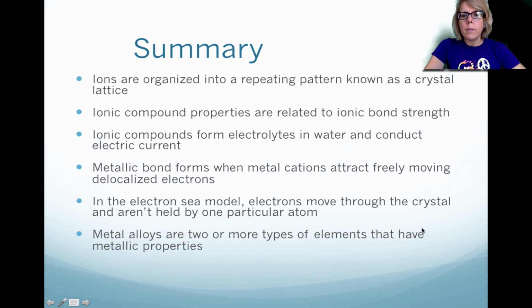Okay, so in summary, ions are organized into repeating patterns, and we call this a crystal lattice. And you might notice that the ionic properties tell us what actually is the strength of the bonds between the cation and the anion. Please remember that compounds need water typically to conduct electricity, because the electrons don't readily flow in the solid state. For metallic bonds, we're looking at cations, and in this regular pattern of cations is a sea of electrons that freely move from atom to atom. So in the sea model, please remember that the electrons don't stay with one particular atom. And then lastly, with alloys, you can have two or more metals that have metallic properties. And when you add that second metallic element, it typically changes the properties of that metal.